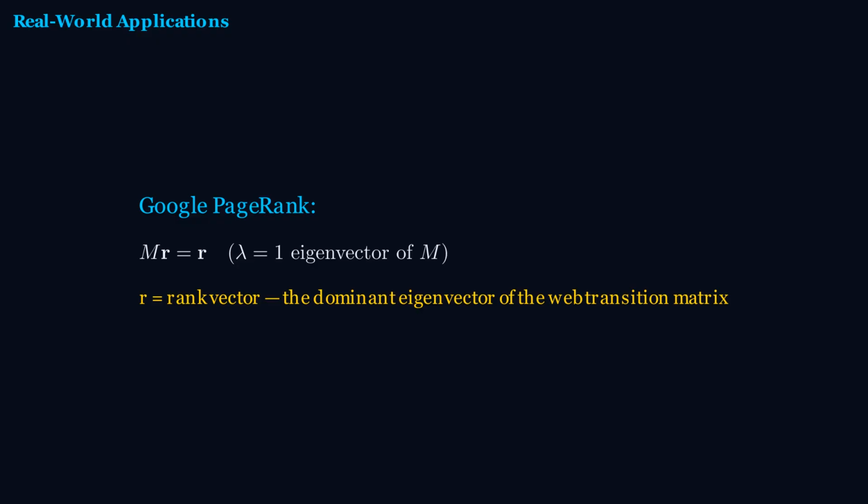Google PageRank. Model the web as a directed graph and build a transition matrix M, where entry ij is the probability of following a link from page j to page i. The PageRank vector is the eigenvector of M with eigenvalue 1, the steady-state distribution of a random walk on the web. The most important pages have the largest components in this eigenvector.